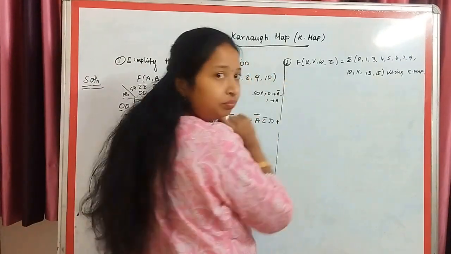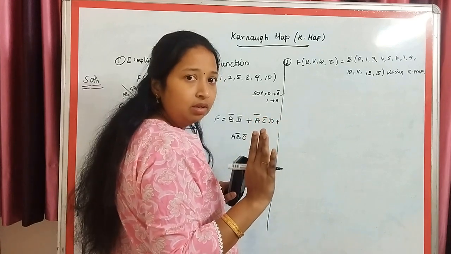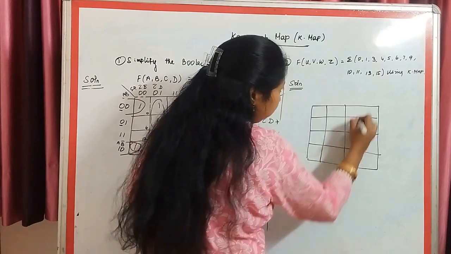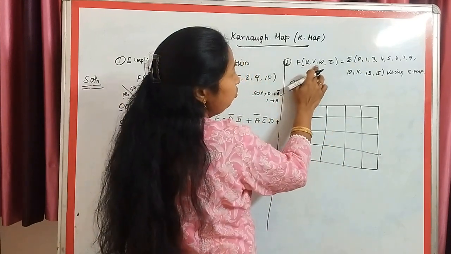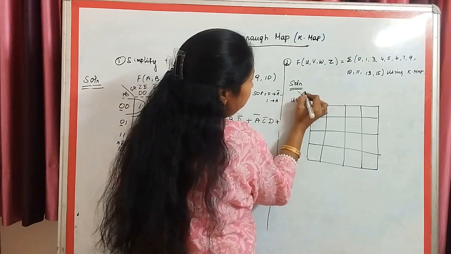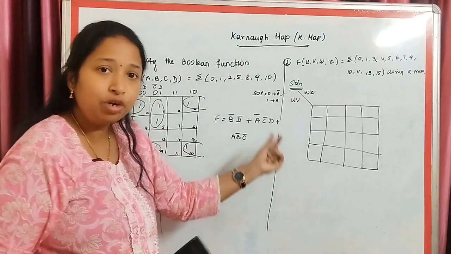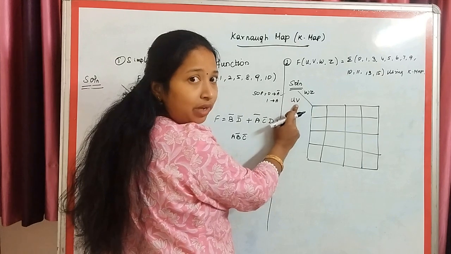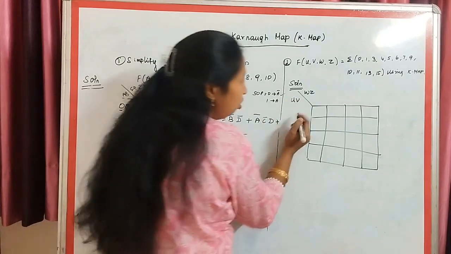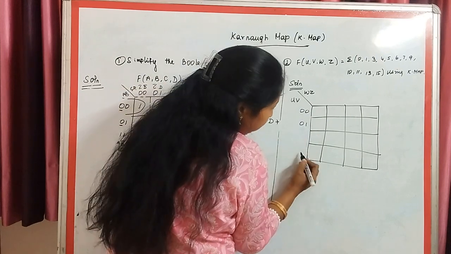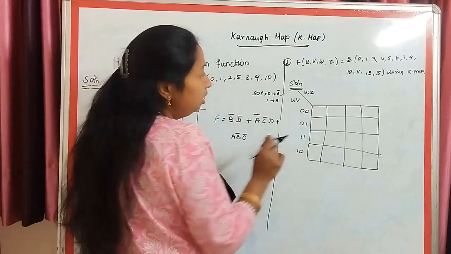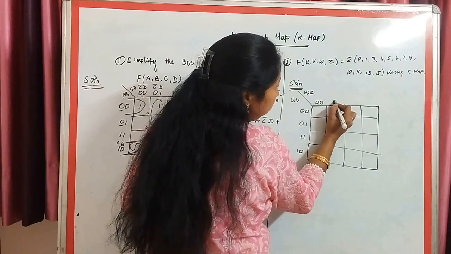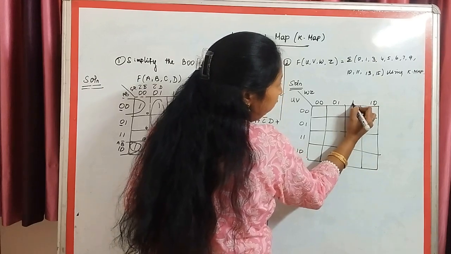How many variables are there? 4 variables. So how many variable mapping you'll be having? 4 variable mapping. What are the variables? It is U, V, W and Z. Whatever variable is given to you in your question, you have to write only that particular variable. Fine. Here on my left hand side, I have 2 variables. So 2 variable meaning how many combinations I can have? 4 combinations. What are the combinations? 0 0, 0 1, 1 0 and 1 1. Fine. Here again on the horizontal, I have 4 combinations for this 2 variable. It is 0 0, 0 1, 1 0 and 1 1.